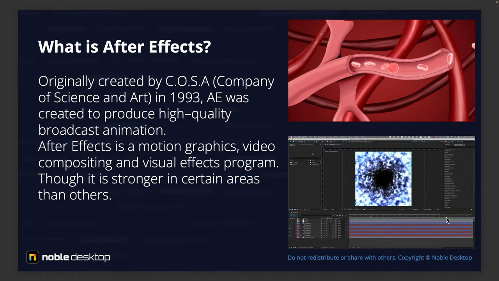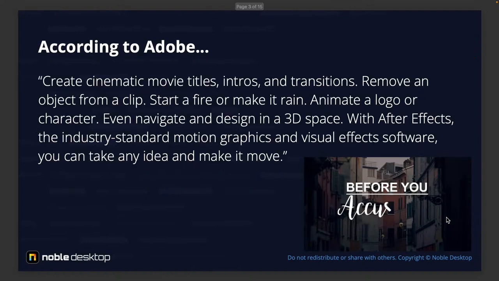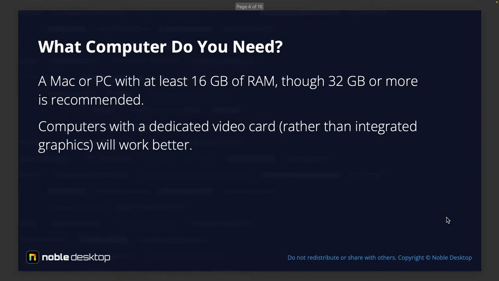So After Effects was created by COSA, and that was 1993, okay? And it was created to produce high-quality broadcast animation. Okay. Now, After Effects is a motion graphics, video compositing, and visual effects program. Now, it's stronger in certain of those areas than others, but really, it's intended to do the finishing of your video projects. This is Adobe's description. Okay, you can create cinematic titles, intros, transitions, that sort of thing, all using After Effects. Okay. If you have ever seen a television show opening, probably After Effects. If you've ever seen graphics on screen in a sci-fi show, probably After Effects. Okay, so it's a pretty common program.